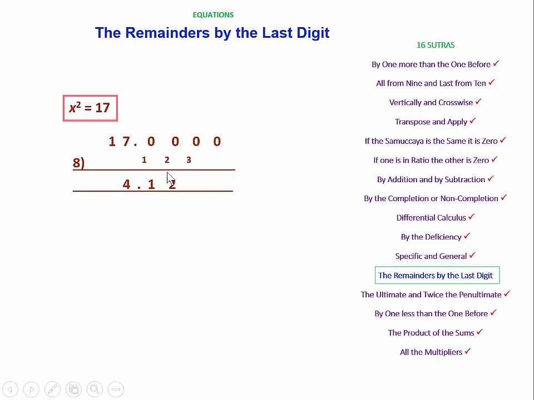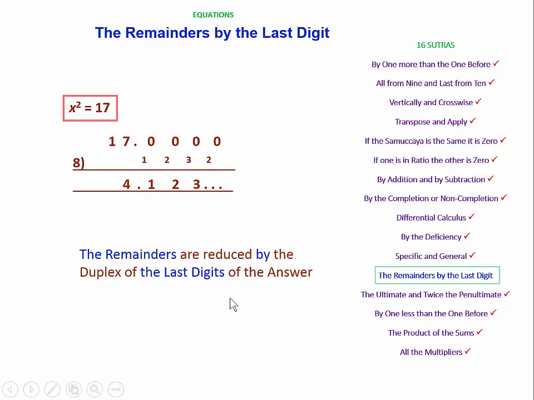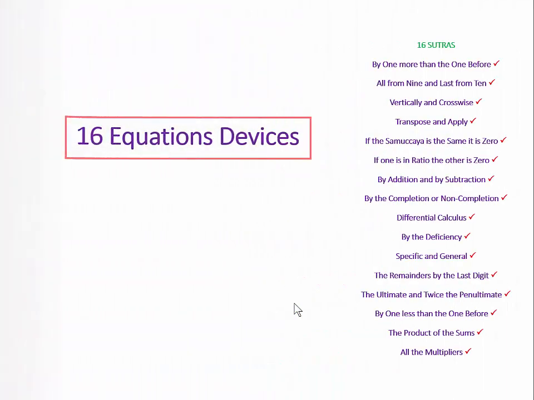Then we subtract the duplex of the 1, 2 from the 30. So the remainders are always reduced by the last digits being the ones after the 4. That's the sutra here, the remainders by the last digit. So subtracting the duplex there, which is 4, from the 30 we get 26, and 8 into 26 is 3 remainder 2. The remainders are reduced by the duplex of the last digits. So that's it, that's the 16 sutras and how they might apply in solving equations.